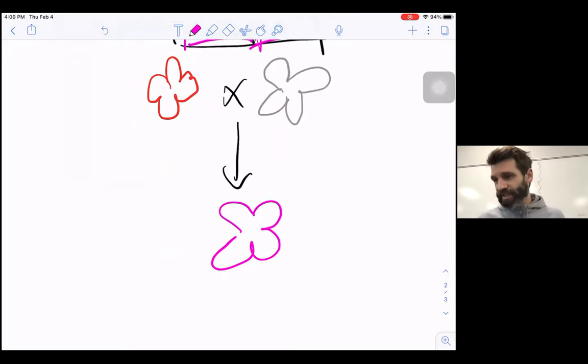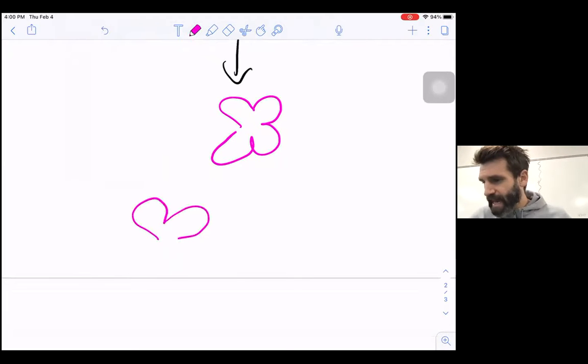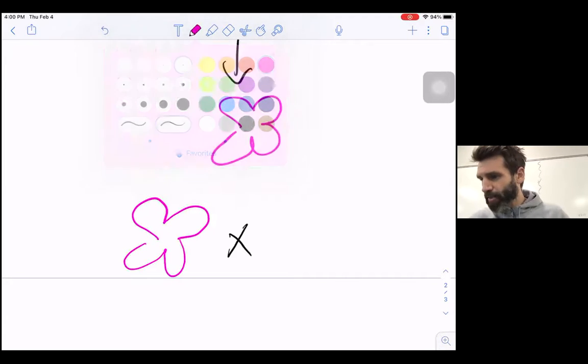That's not that interesting. But then these early geneticists said, well, what if I take this pink flower and cross it with another pink flower?